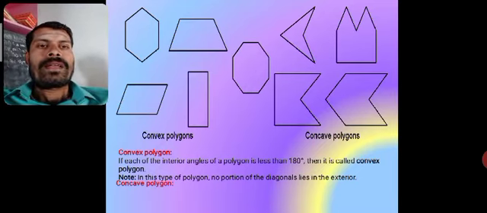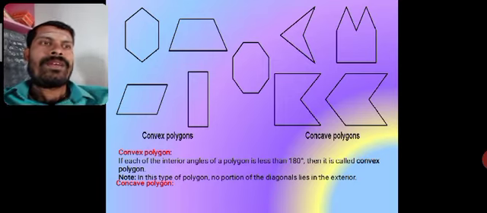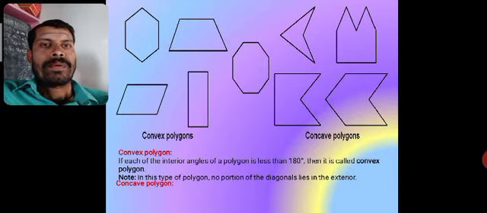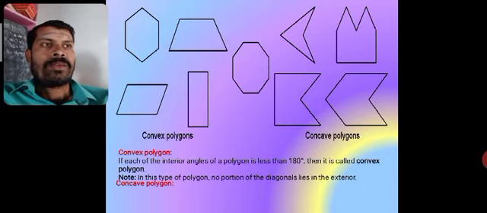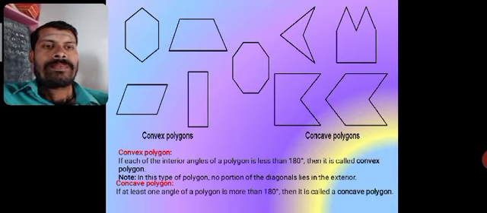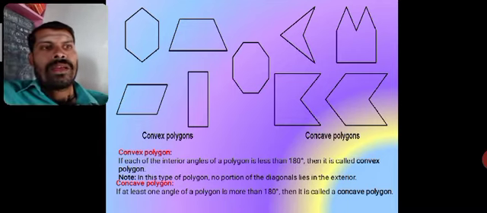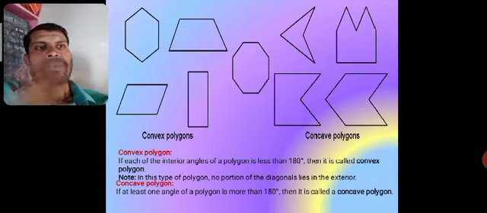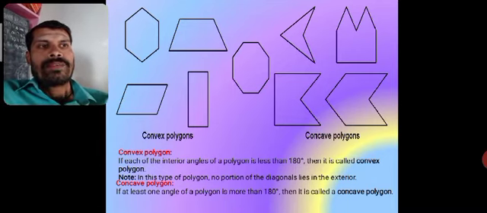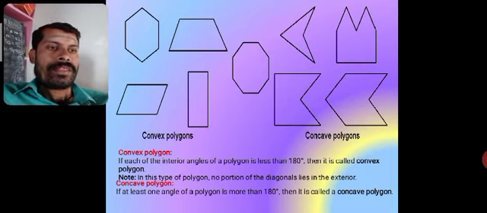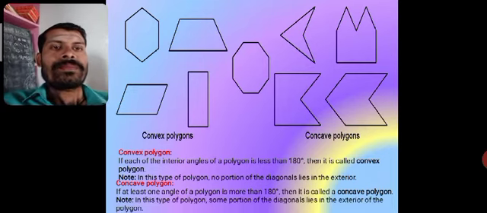But in the case of a concave polygon, we find the diagonal outside, that means in the exterior of the polygon. A concave polygon is one where at least one angle of the polygon is more than 180 degrees. You see in the second section of the figures, one of the angles is more than 180 degrees there. If at least one angle of a polygon is more than 180 degrees, then it is called a concave polygon.